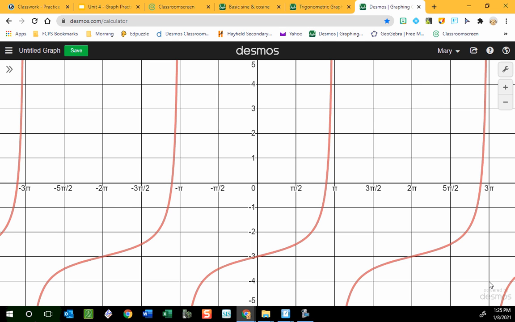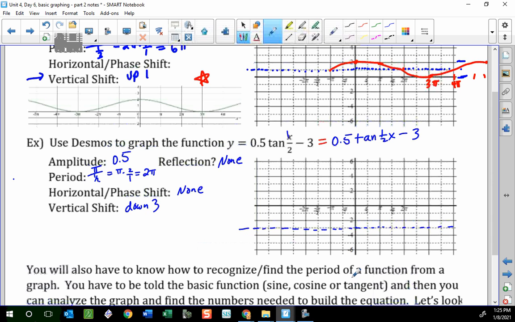So I'm just going to draw this. Let's notice the asymptotes. The asymptote has moved to pi and negative pi. Well, if you go back 1 pi and forward 1 pi, that's a space of 2 pi. So there's my asymptotes, and that's my period. So pi is the first asymptote here, and the next asymptote is at 3 pi, so it's over here.